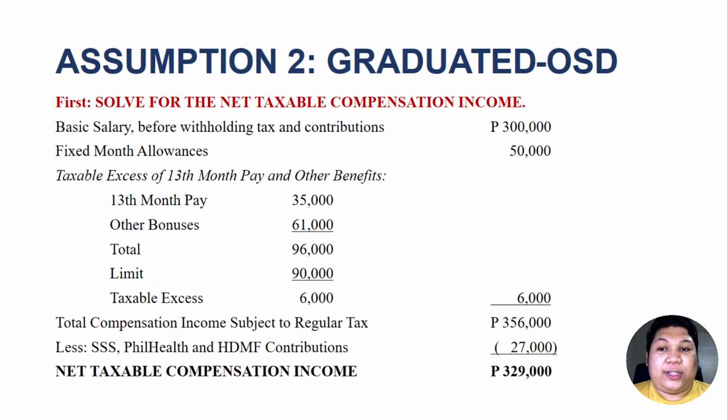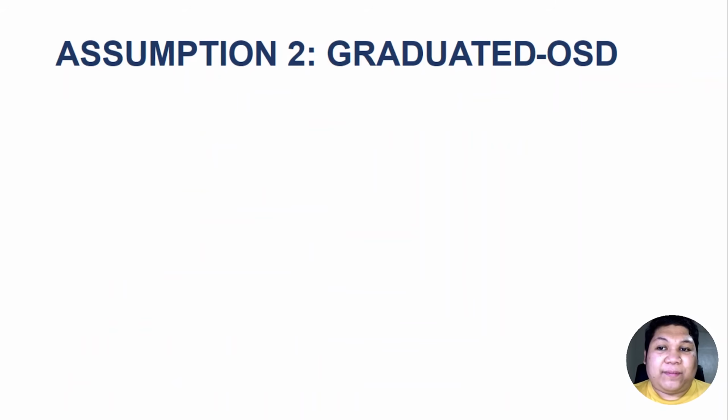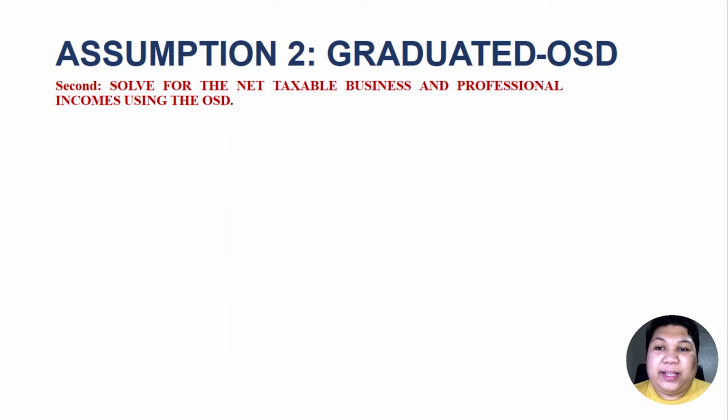Basically, it's the same computation from assumption 1 when we compute the net taxable compensation income because there's no change for that. The difference between assumption 1 and assumption 2 will be in the computation of the taxable income because in assumption 2, we will use the optional standard deduction instead of the itemized deduction. So our step 2 is we will solve for the net taxable business and professional incomes using the OSD.